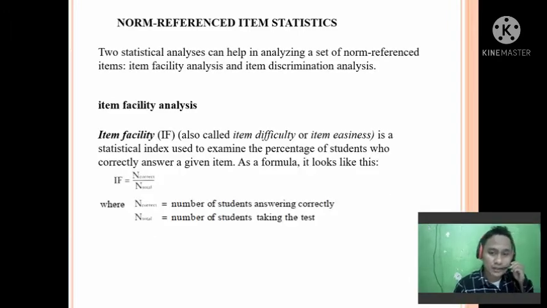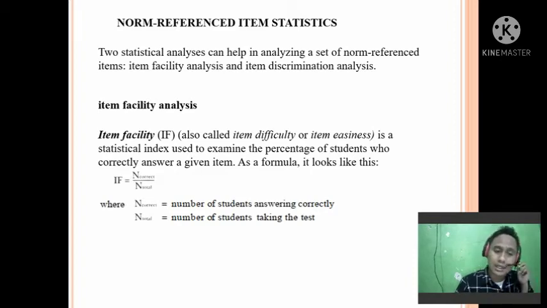Non-reference item statistics. Okay, two statistical analyses can help in analyzing non-reference items: item facility analysis and item discrimination analysis. Item facility is usually called IF, and item discrimination is usually called ID. Okay, IF and ID are item facility and item discrimination. Item facility analysis is also called item difficulty or item easiness. Easiness is a statistical index used as equivalent to the percentage of students who correctly answer a given item.